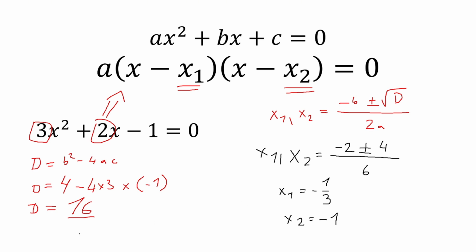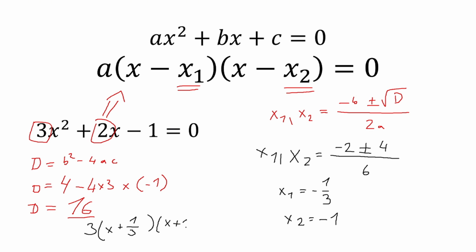And we can plug them into this formula, this equation, just like so. So a is equal to 3, and then that's x plus 1/3. Remember, it's always the opposite sign.